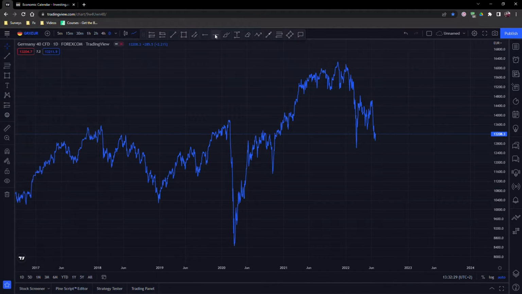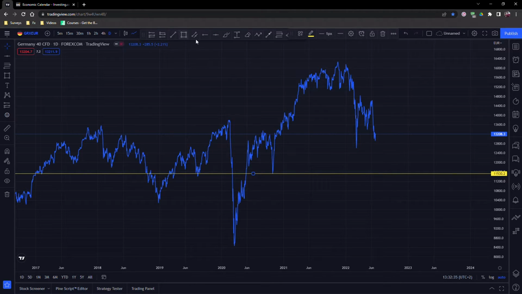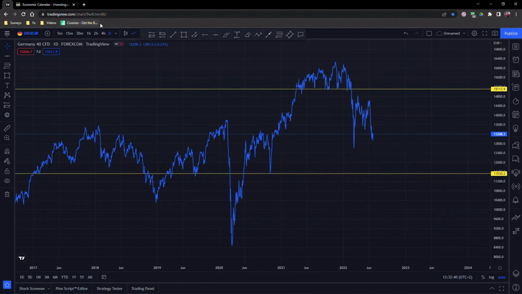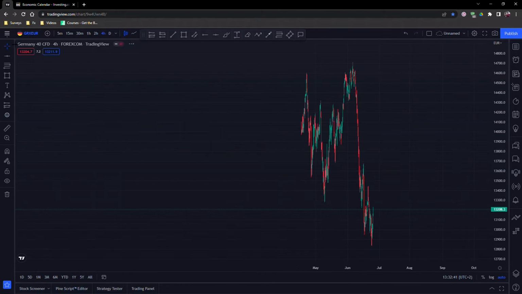This right here is GER40, and we're going to be plotting this as our low, and then plotting this as our potential high, and then we're going to go on the 4-hourly, right?